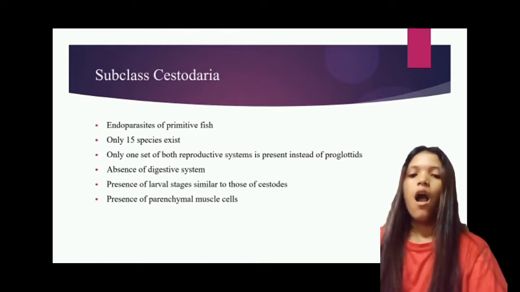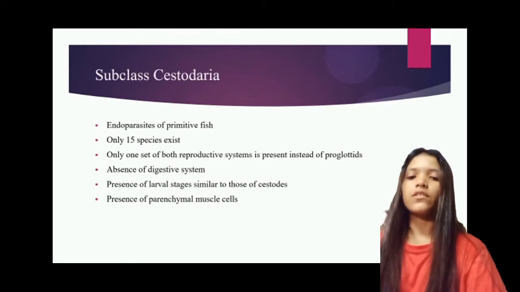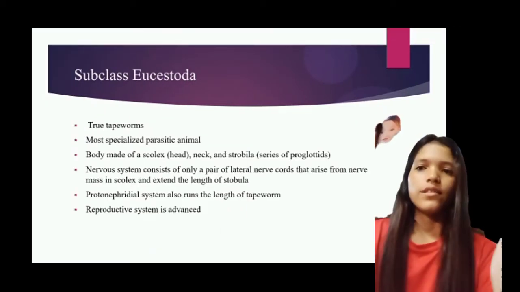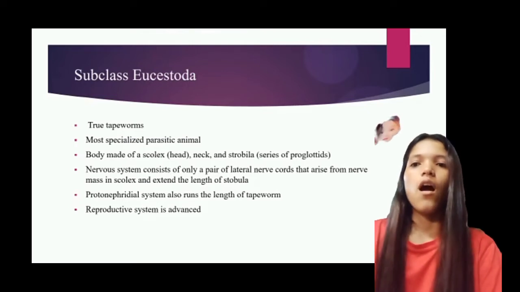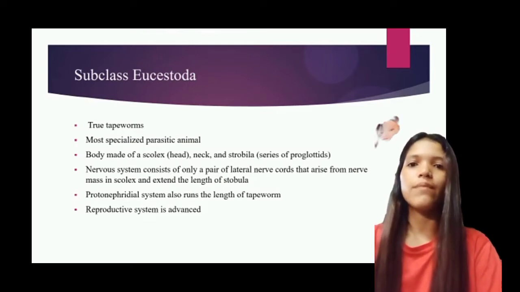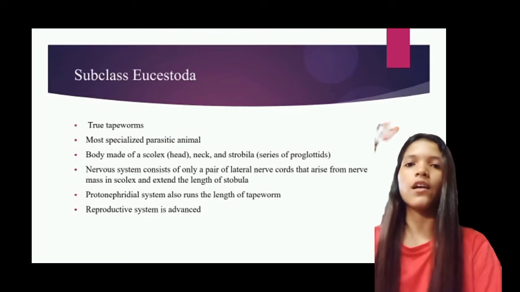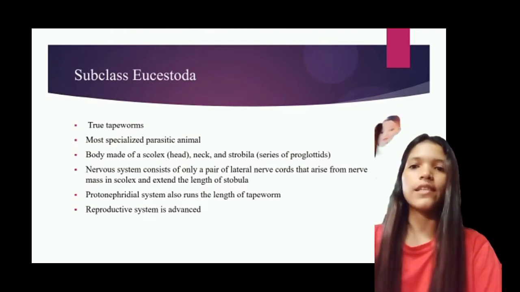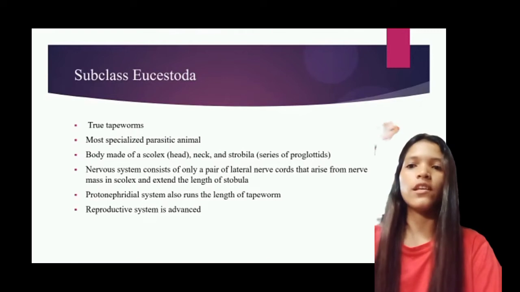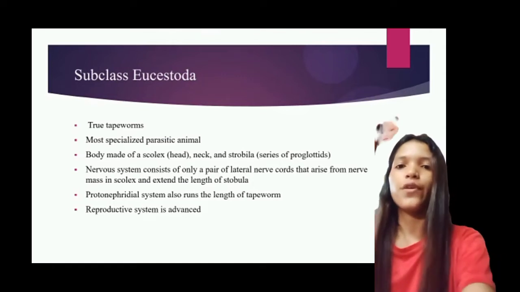Subclass Cestodaria has the presence of larval stages similar to those of cestodes, and also has the presence of parenchymal muscle cells. Subclass Eucestoda are referred to as true tapeworms. The body is divided into three regions. One end is the holdfast with suckers, called the scolex. Second is the neck. The third region is the strobila, which consists of a series of linearly arranged proglottids.